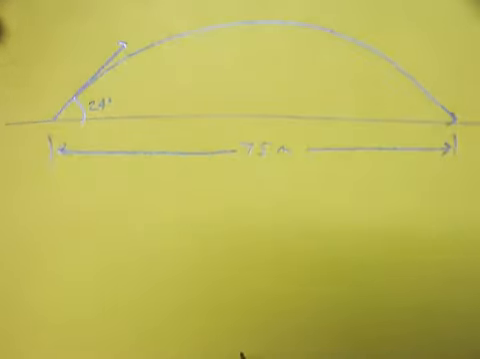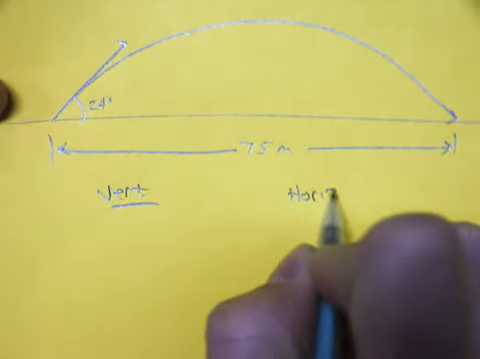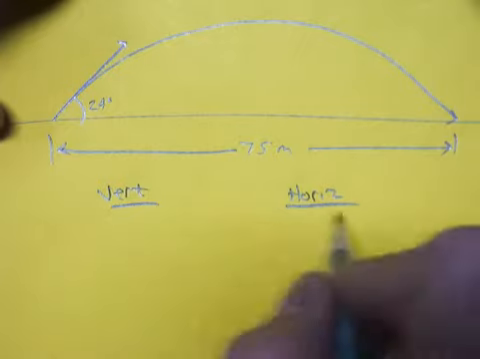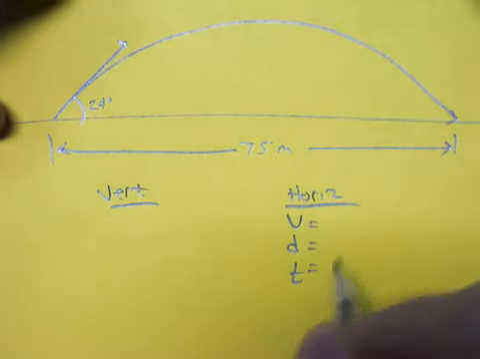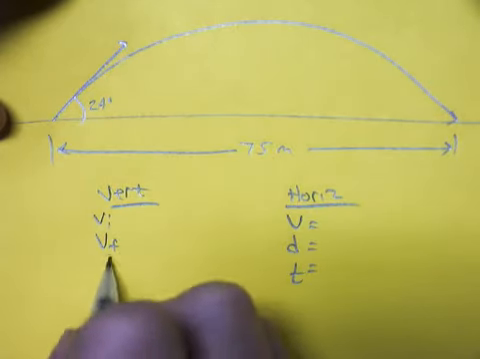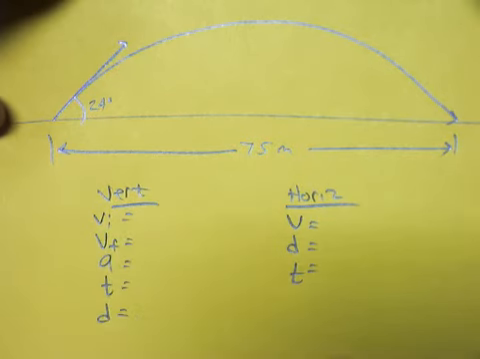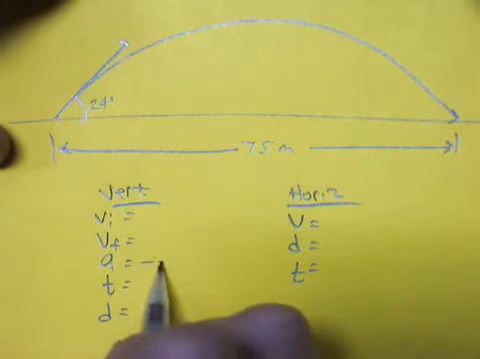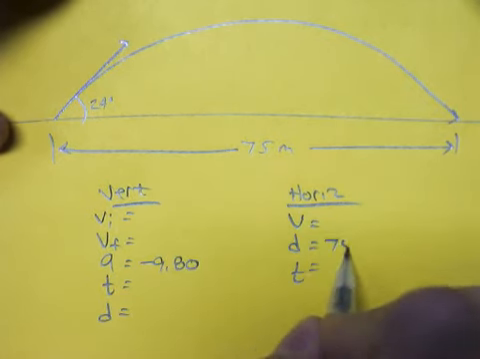Alright, so with every projectile problem, we always break it into its vertical and horizontal components. Horizontally, it moves at a constant speed. Vertically, it accelerates. So the acceleration is always negative 9.8. I know the horizontal distance is 75.